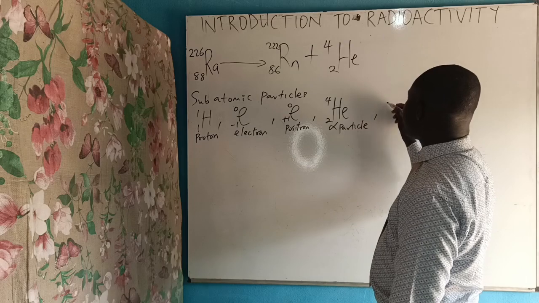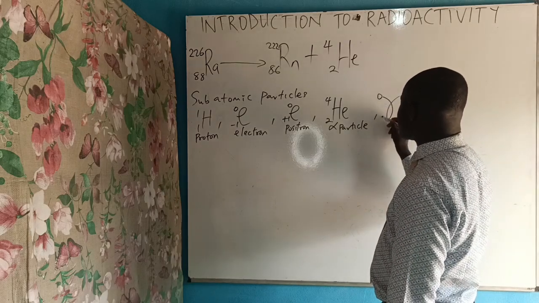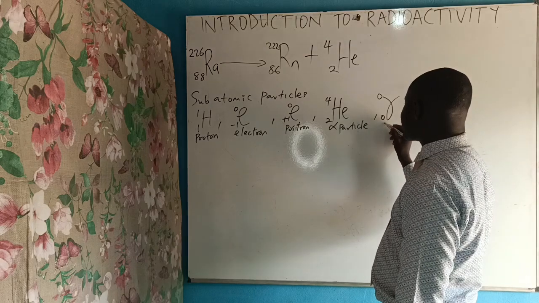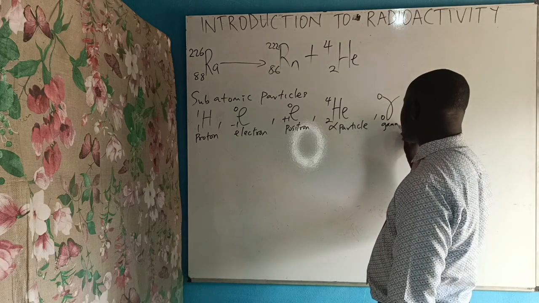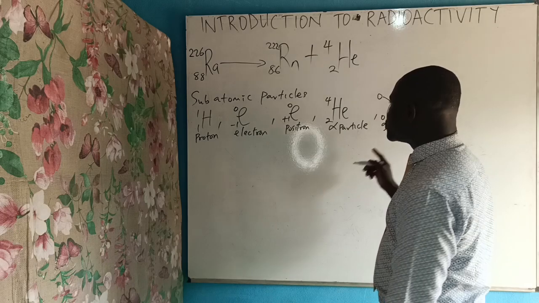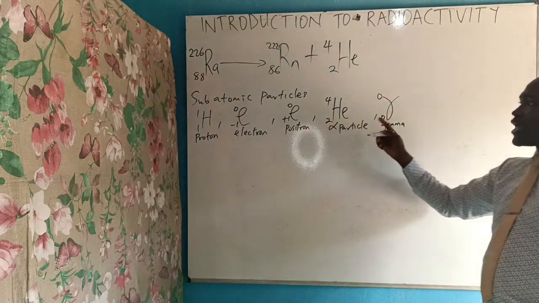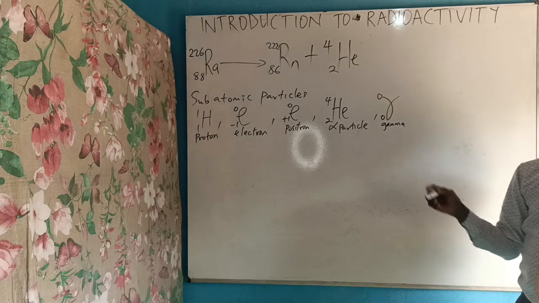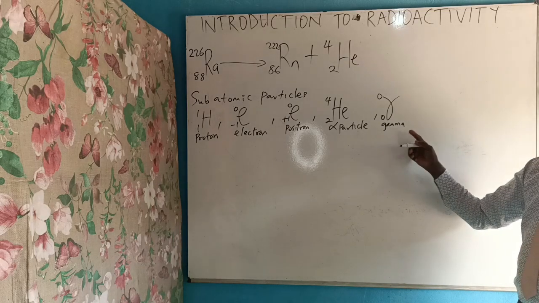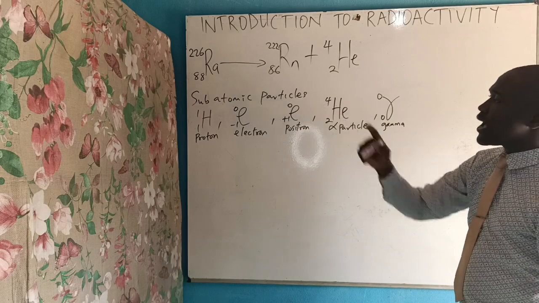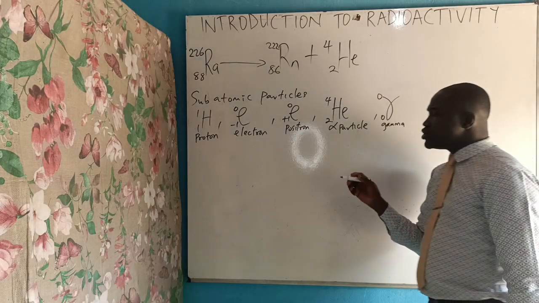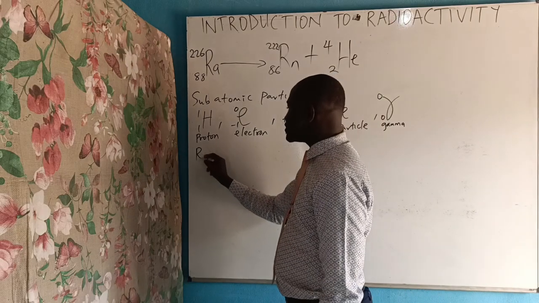We also have gamma particle. That means the mass number is 0, atomic number is 0. This is gamma particle. Okay, so these are some of the subatomic particles we have in radioactivity. It's important for you to note all these subatomic particles we just mentioned. Now we want to discuss radioactive decays.